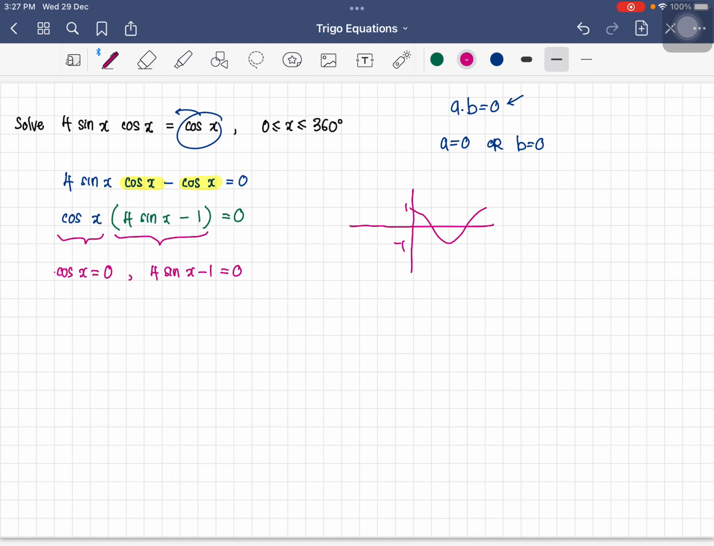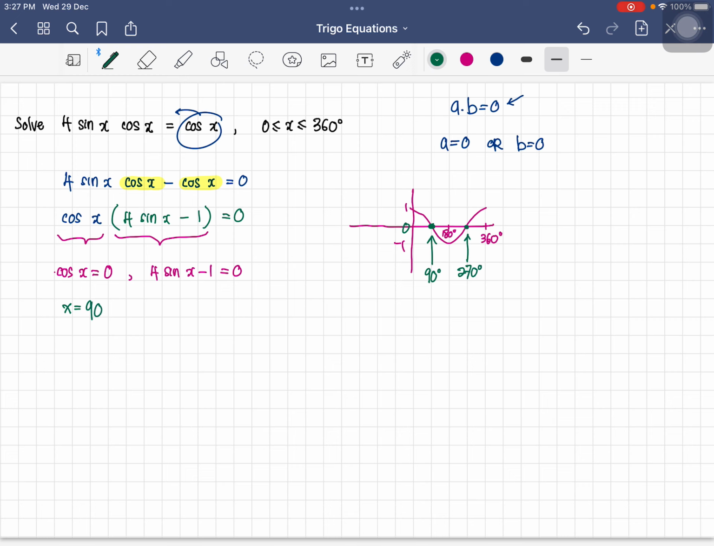Yes. And here should be 2 pi or 360, right? So here should be 180 degrees. So where is the value for the cos, which is actually equal to 0? So of course it's here and also here. So the solution for the value of x for making cos of x equal to 0 is actually 90 degrees and also 270 degrees.